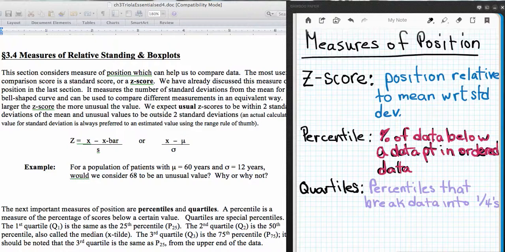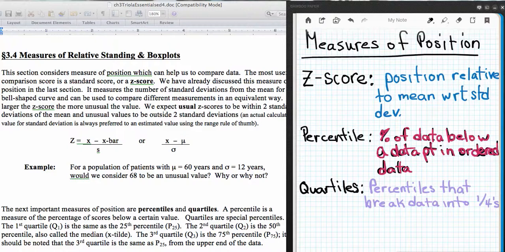The positions that we're going to be talking about are z-scores, so we're just going to briefly review the z-score that we already discussed in the last section and see how it is a measure of position. Then we're going to discuss percentiles and quartiles, which are just percentiles themselves.